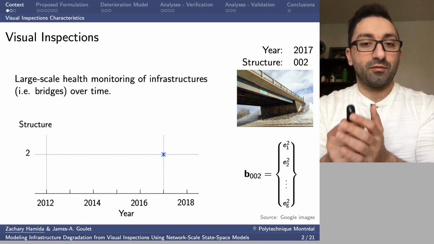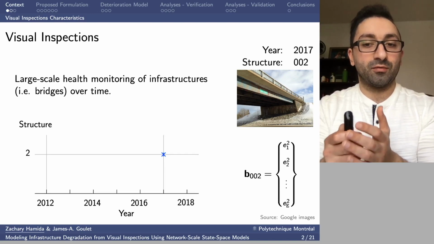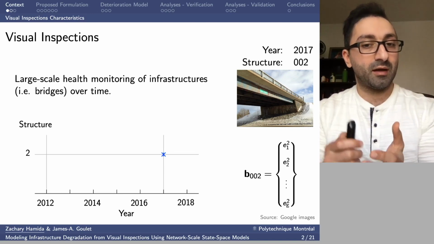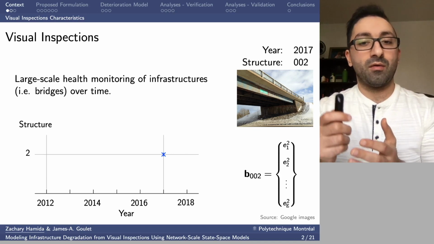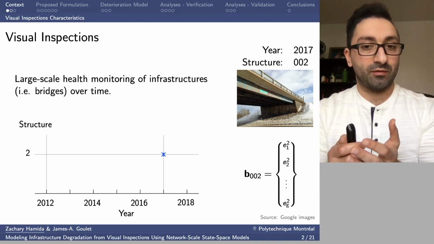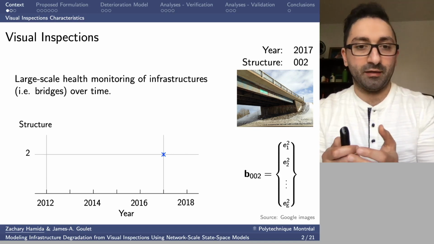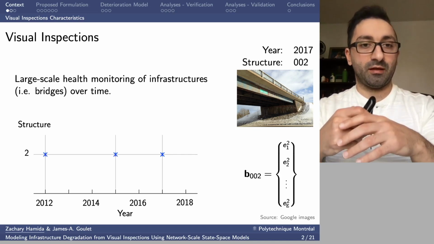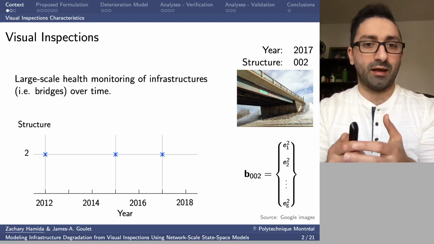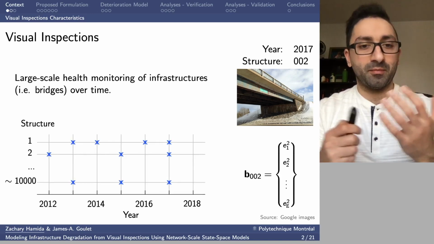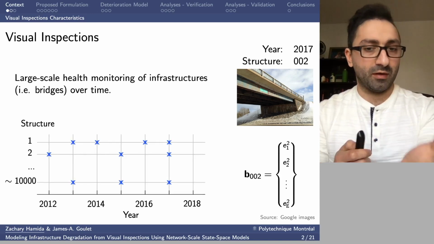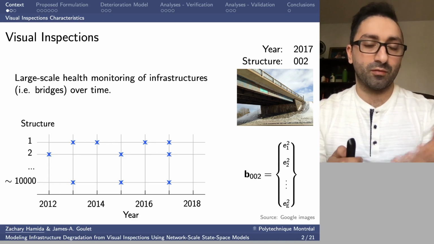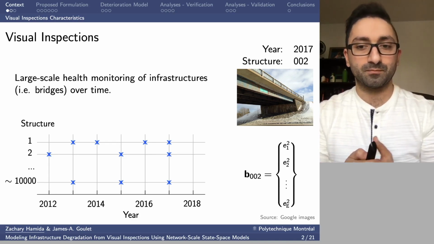And normally, visual inspections are performed once every year up to once every 4 years. So for this particular case, we have 3 inspections. And again, this is a large-scale monitoring technique. So we have visual inspections from many bridges. In our case, it's really 10,000 or more than 10,000 bridges.